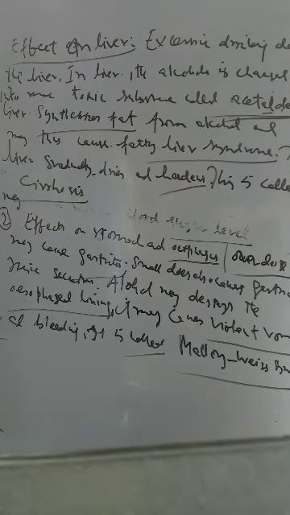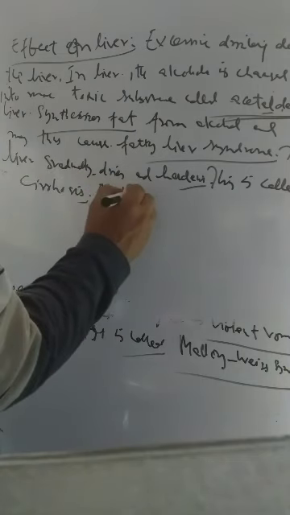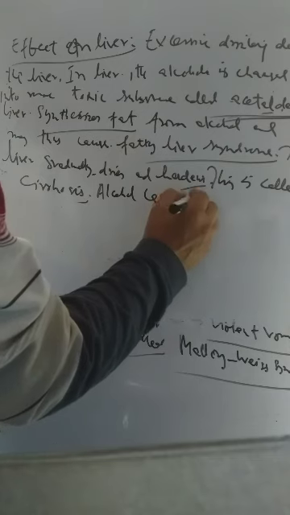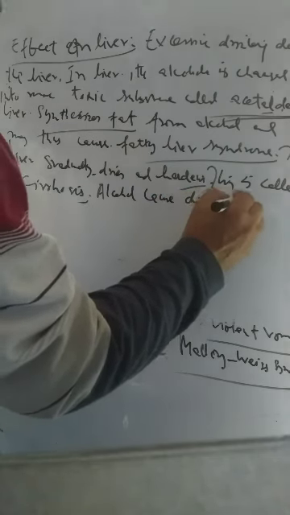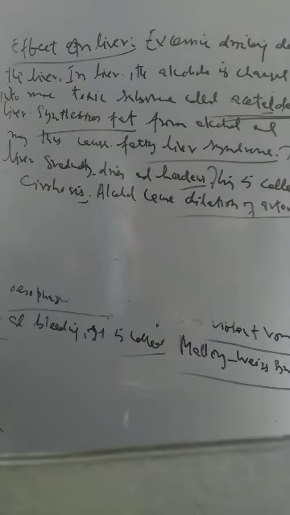After that, it affects the heart also. We write that alcohol causes dilation of arteries in the heart and may also damage the heart. It also affects the kidneys and damages the kidneys also.